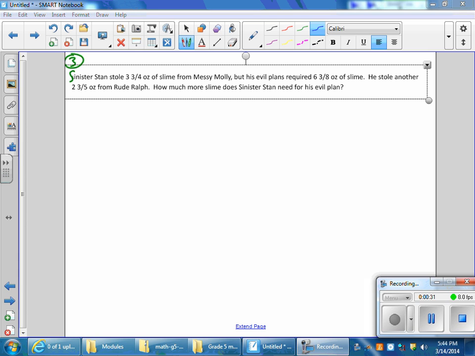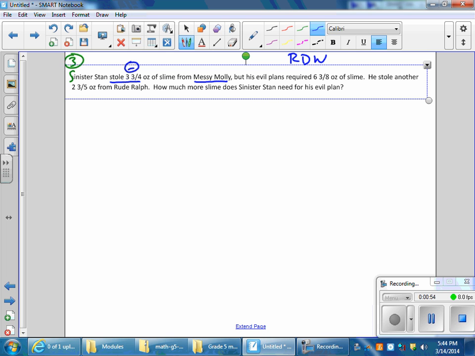Okay, my second part of that strategy, read, draw, write, is to draw. So, "stole from Messy Molly" implies to me that I'm going to be taking away. I think I'm going to put a minus sign on the top of that just to give myself a note that that's what I think is going to happen there.